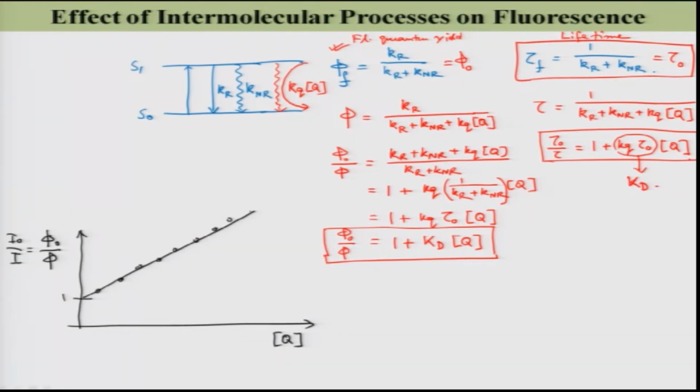Now, if you plot tau 0 by tau instead of phi 0 by phi, see here, the slope is exactly the same. So you should get exactly the same slope as phi 0 by phi. Tau 0 by tau and phi 0 by phi are exactly the same, right. So in this case, just try to visualize this thing.